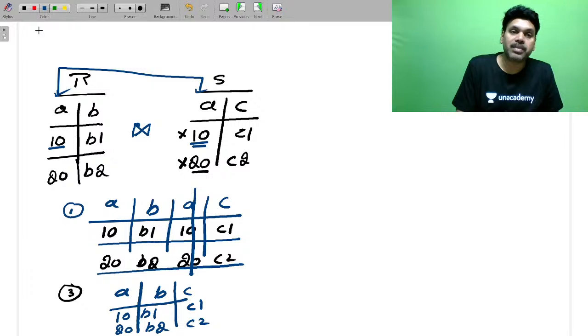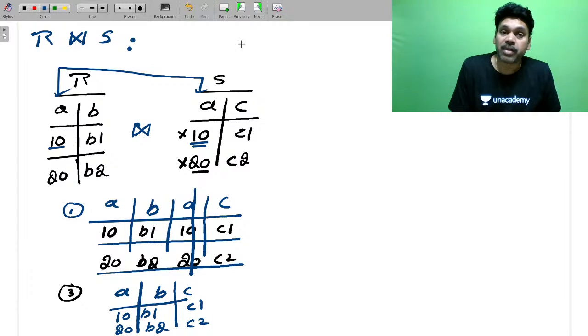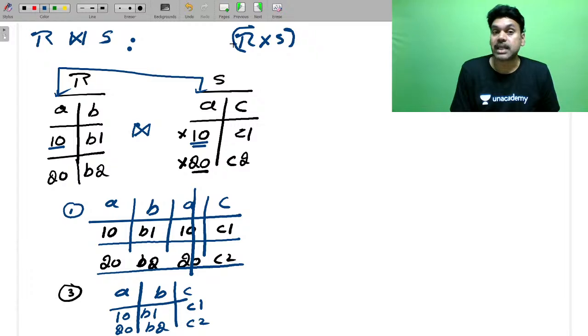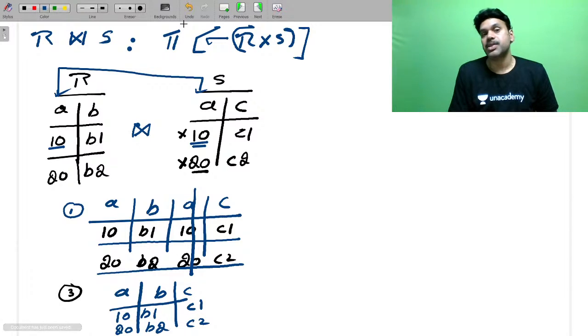So this is the meaning of R naturally joined to S. So three steps. The first step is the same, here only. Second step, I am making equality among them. Then after that, I am removing the duplicity. This is the concept.